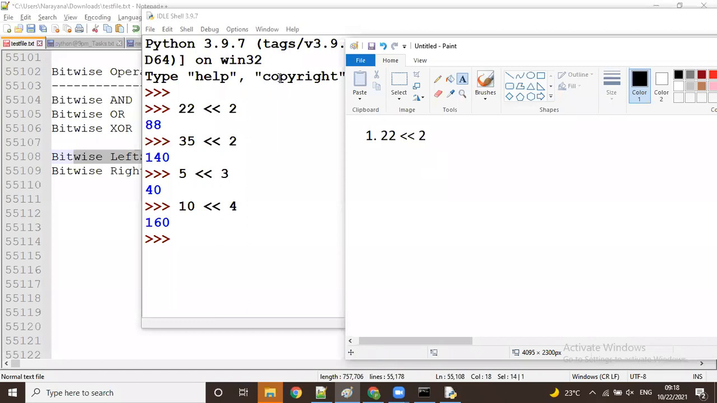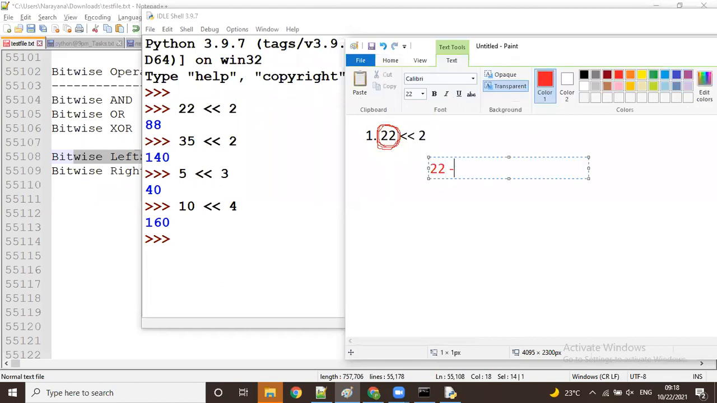Now here, first what do we do? First of all, the integer number 22 is converted into binary values. We'll do this step first, guys. We'll do this conversion. So what I want now is to convert 22 into binary values.